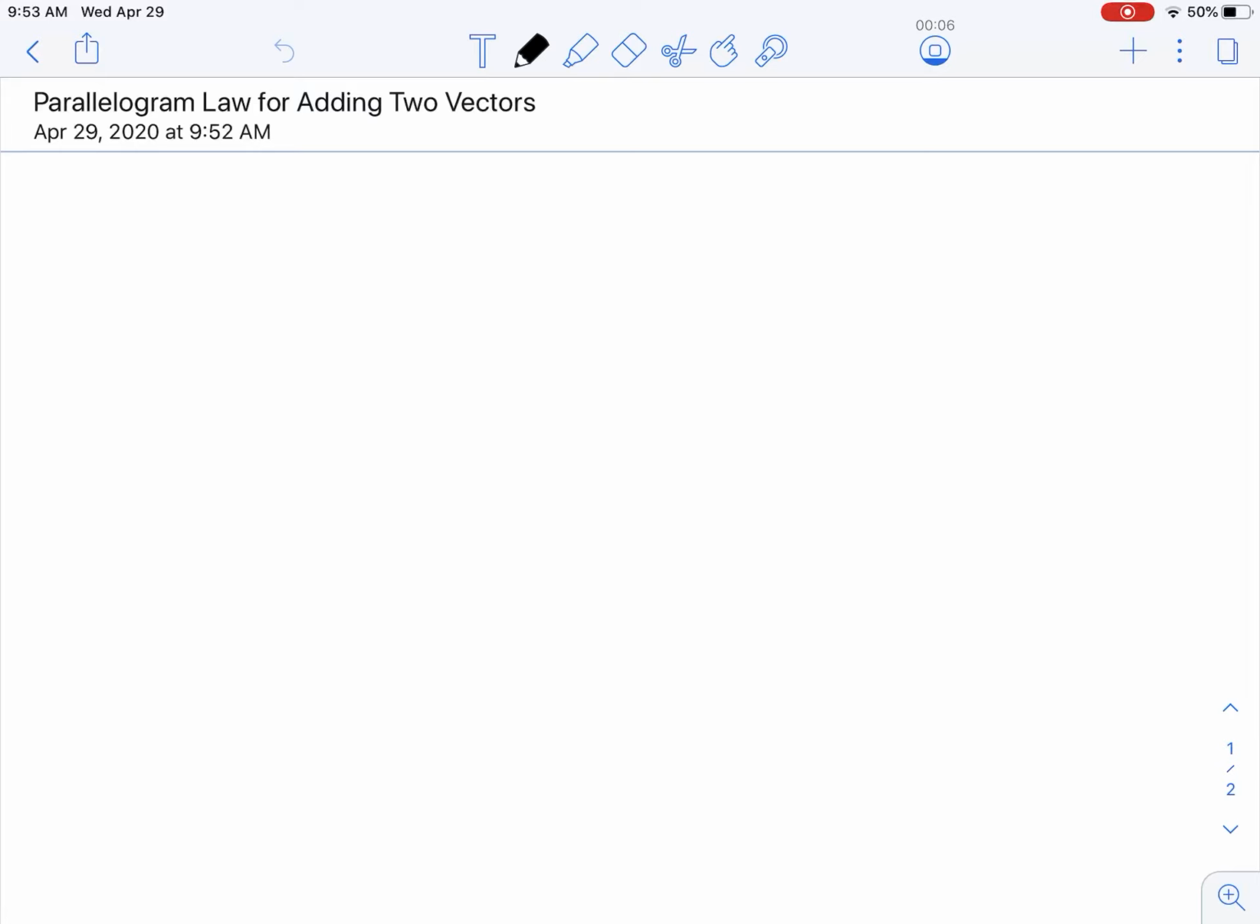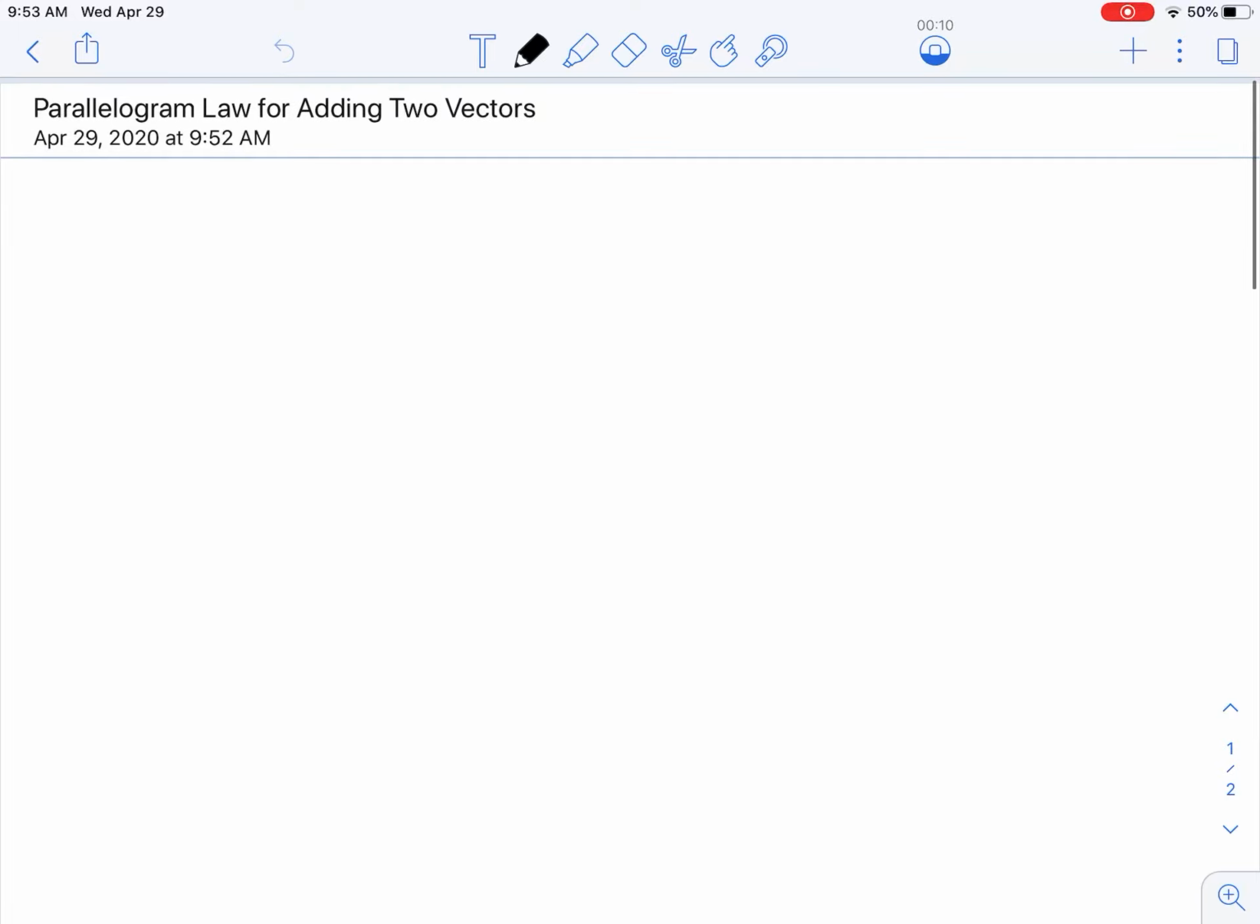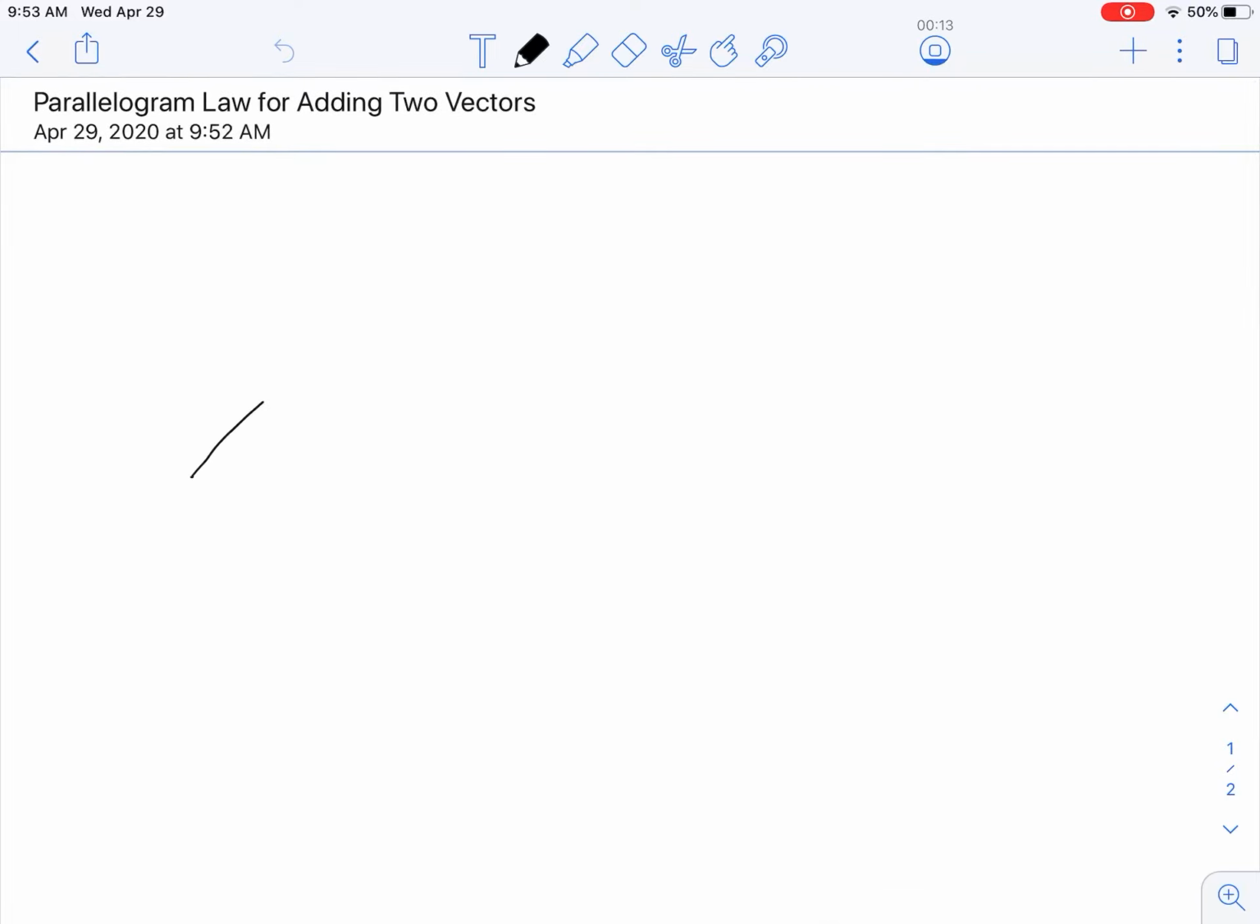Okay, so in this video, I want to look at something we call the parallelogram law for adding two vectors. I'm going to put these two vectors, A and B, tail to tail. So there's vector A, and there's vector B. And I'm going to assign this angle here, 60 degrees between those two vectors.